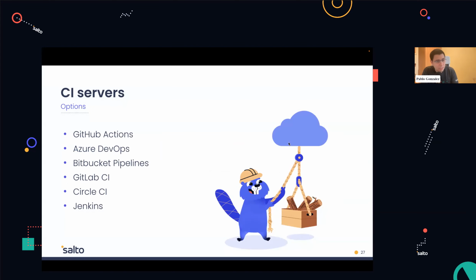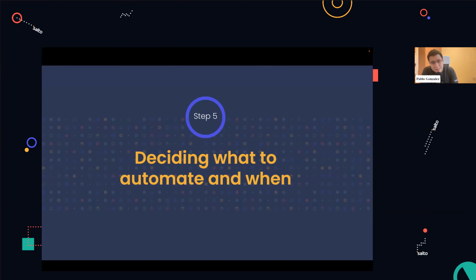So here are some of the typical CI servers. Today, I'm going to be demoing GitHub Actions. And so the next step is deciding what to automate and when. And I would argue this is the most important part of the webinar. So if you're thinking of something else, I would encourage you to go back and pay attention to at least these 2 slides.